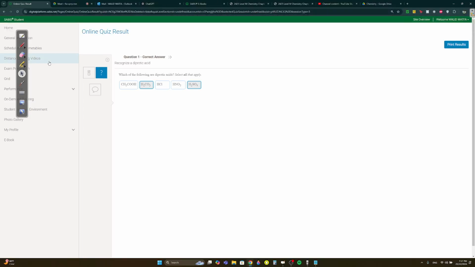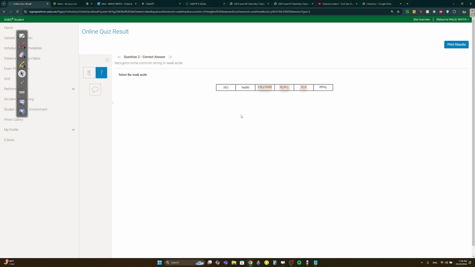Okay, this is 3.7, very easy. First thing, recognize a diprotic acid. Always diprotic, from the word "di", is with two hydrogens. So obviously not this. This is correct. This is wrong. This is wrong. And this is correct. If they said triprotic, then it would be with H3. So this one would be wrong because it has four H's. But anything with H3 would thus be triprotic.